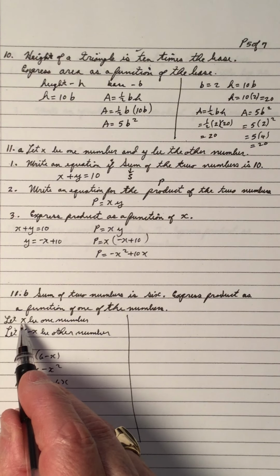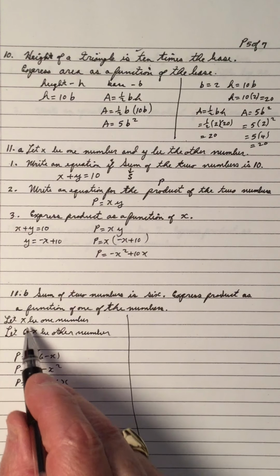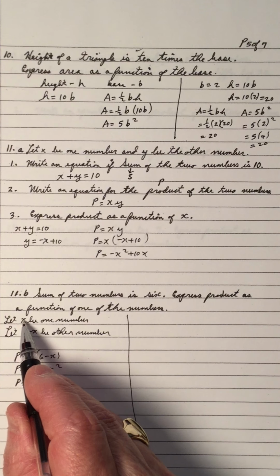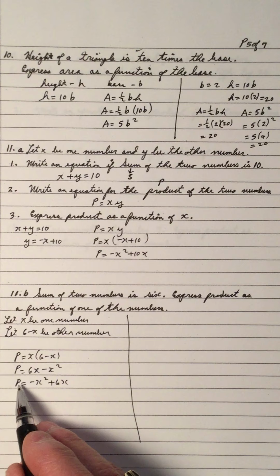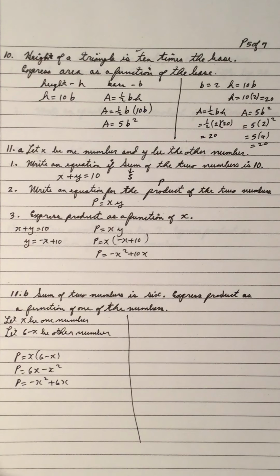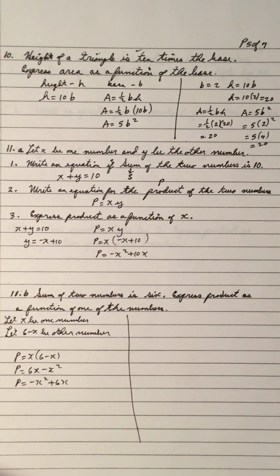So if you let x be one number and 6 minus x be the other, then the product is the product of the two numbers. You've got to multiply these two, and then you can simplify the equation. So now the product is a function of one of the numbers. I used x each time.